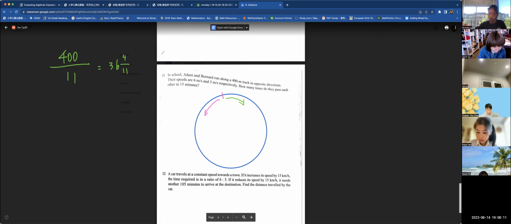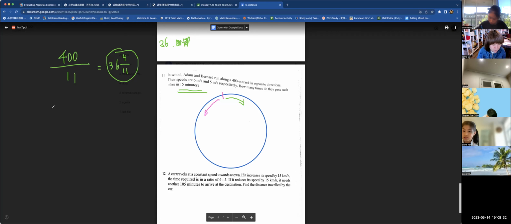OK，也就是说每 36 又 4 over 11 秒，就会循环碰一次。那问你15分钟里面会碰到几次？So first I need to convert this into 900 seconds. So 900 divided by 400 over 11. 在15分钟里面，他们一共能碰到几次啊？900乘以11 over 400.